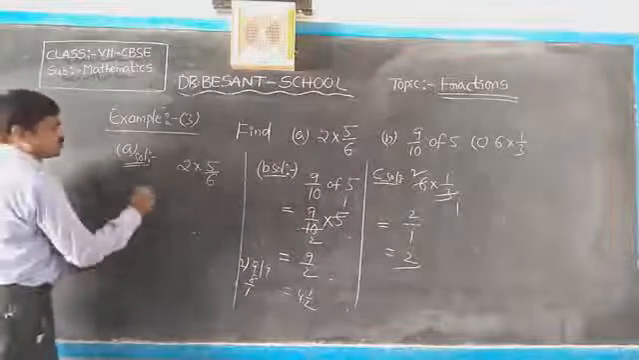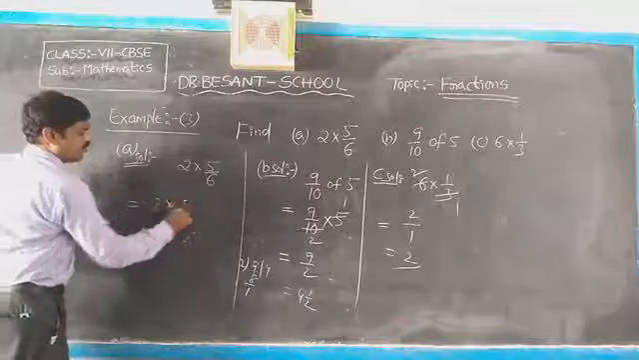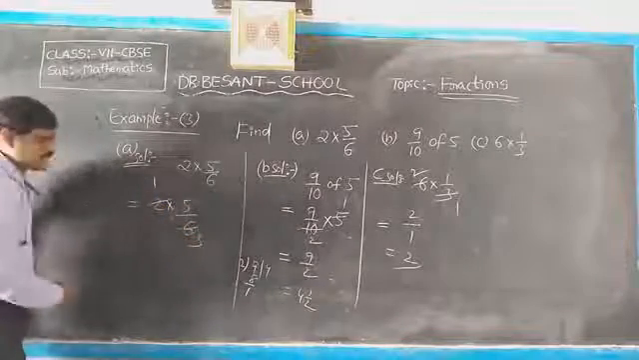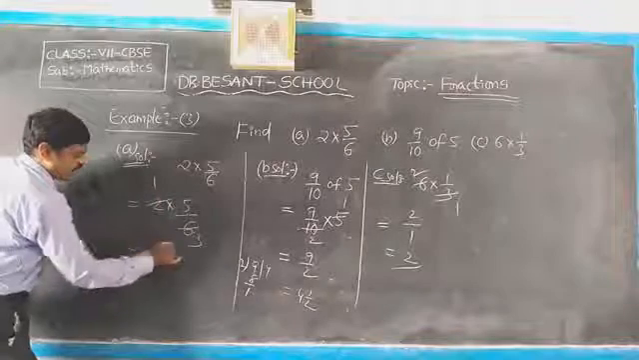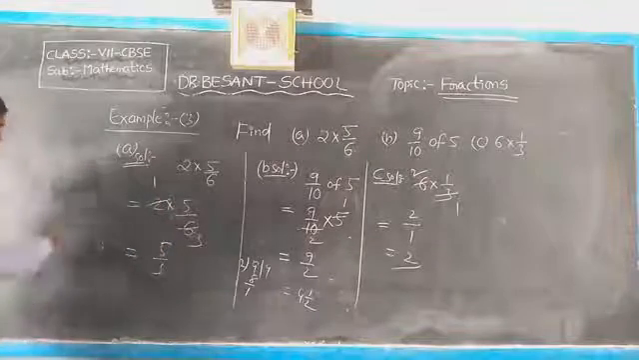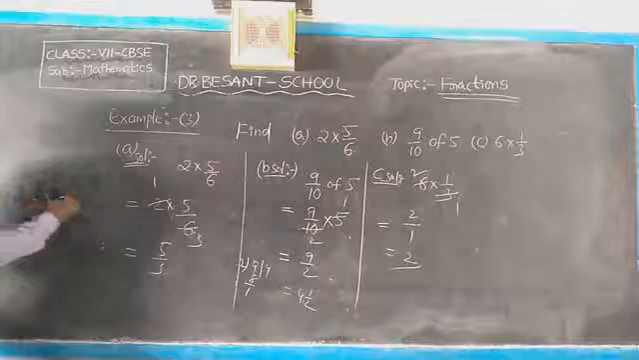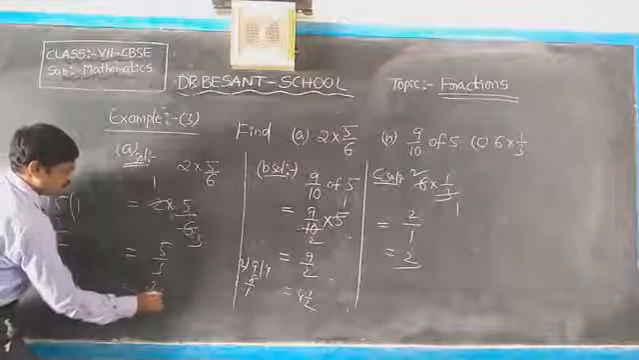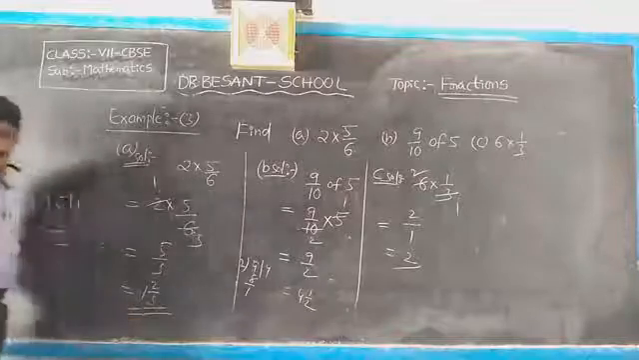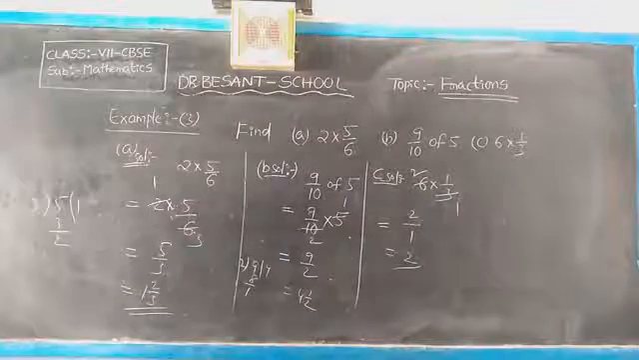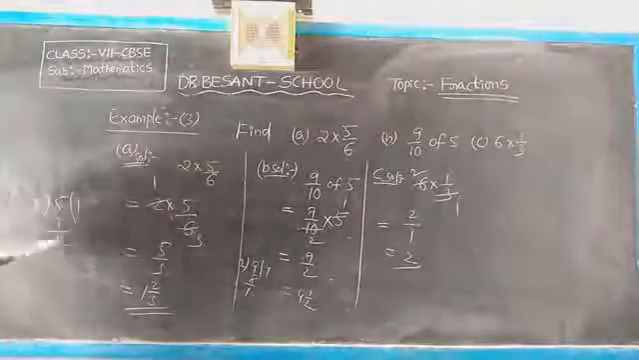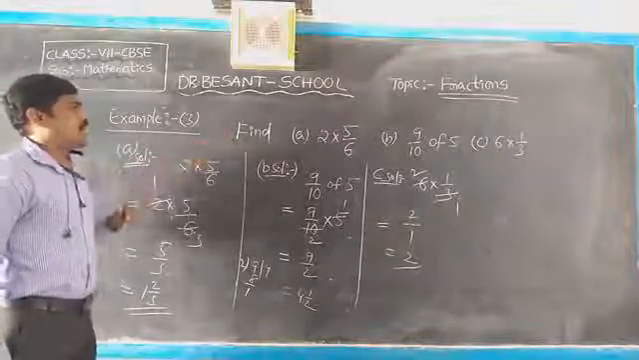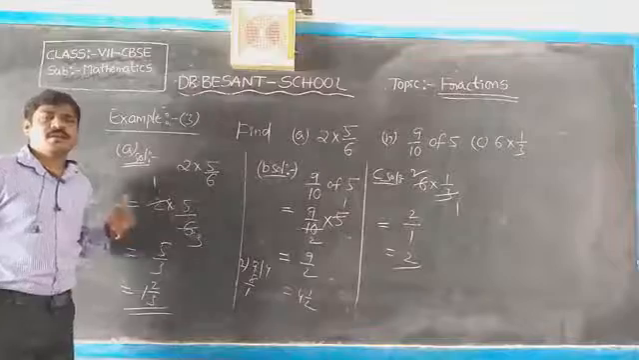Suppose 2 into 5 by 6. Simply 2 1s are 2, 2 3s are 6, 1 5s are 5, so 5 by 3. 3 1s are 3, so 1 and 2 by 3. Okay children, I hope you understood very well these examples A, B and C. Children, note down.